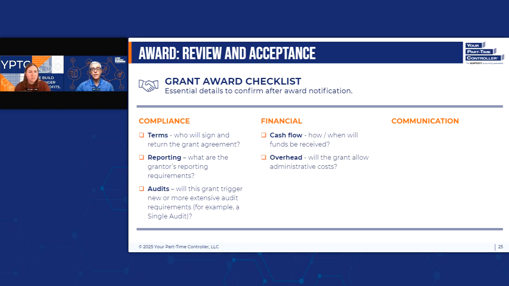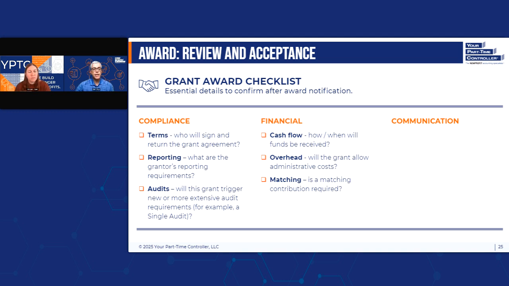Next, overhead costs. Grant funds don't always cover all the administrative overhead costs associated with the project. Be sure your team understands what is or isn't an allowable cost for the grant. When dealing with a federal award, you may need to negotiate for an indirect cost rate agreement. For more on negotiating indirect costs, be sure to check out YPTC's April national webinar.